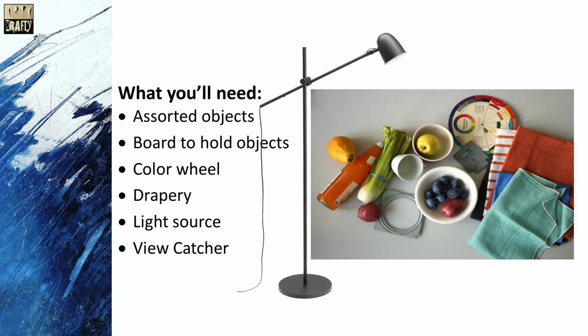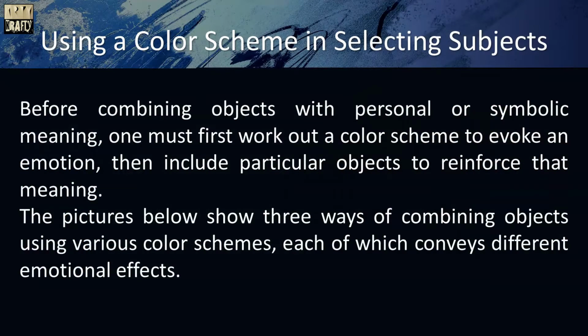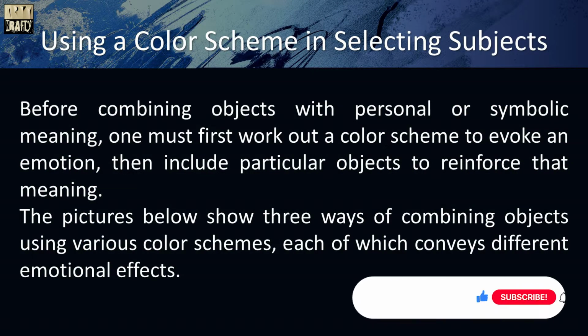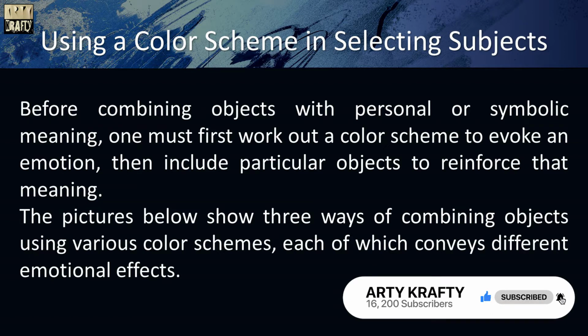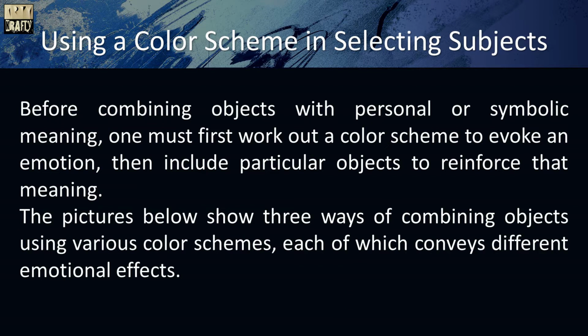What you will need: assorted objects, board to hold objects, color wheel, drapery, light source and view catcher. Using a color scheme in selecting subjects. Before combining objects with personal or symbolic meaning, one must first work out a color scheme to evoke an emotion, then include particular objects to reinforce that meaning.